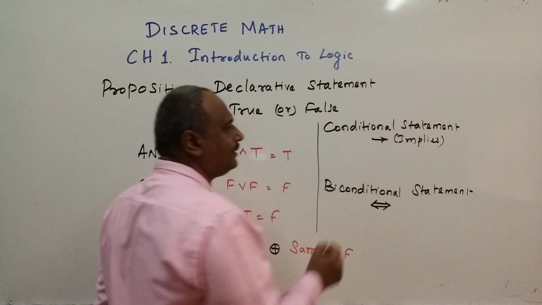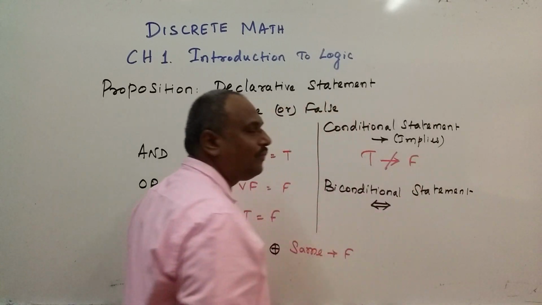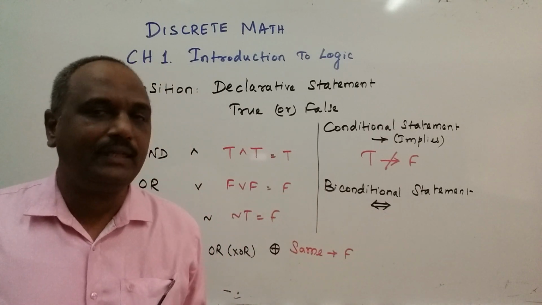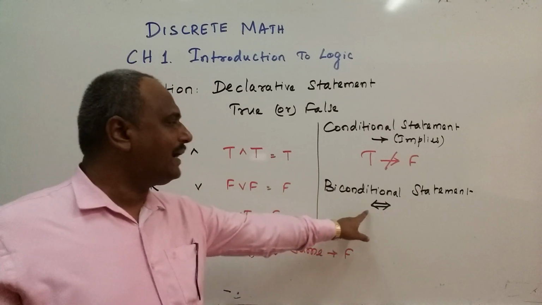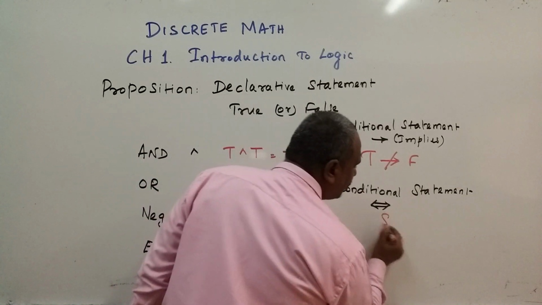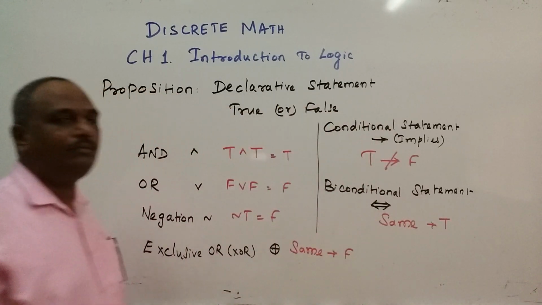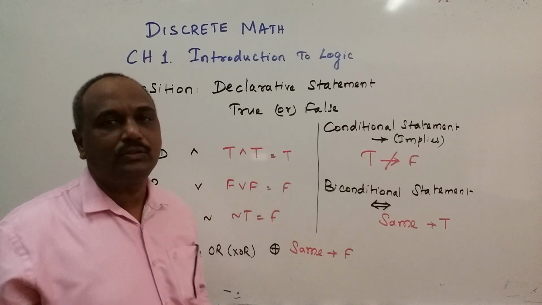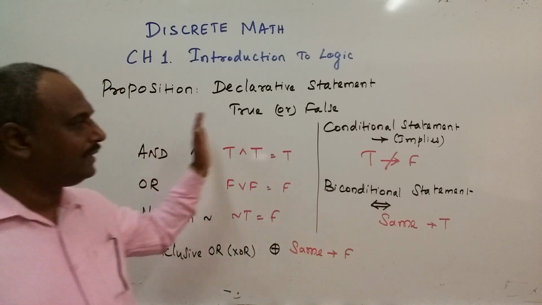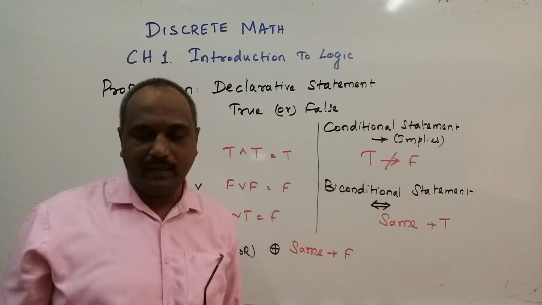For the conditional statement, we said a true statement cannot imply a false statement. For the biconditional, we said the same idea, but the other way: when both the statements are the same, the result is true. This we already discussed in the introduction part of mathematical ideas. Using this, we even formed the truth table.